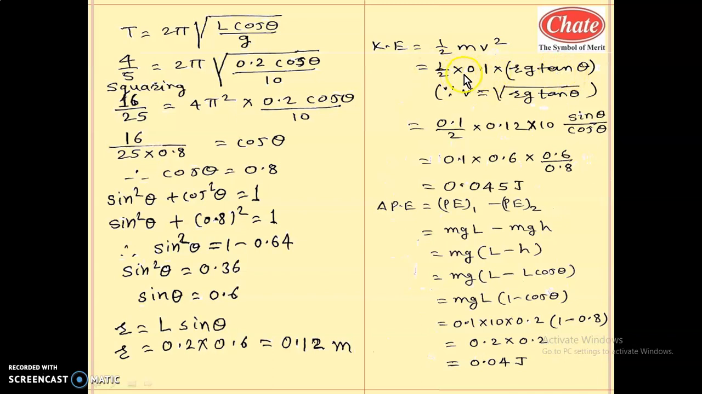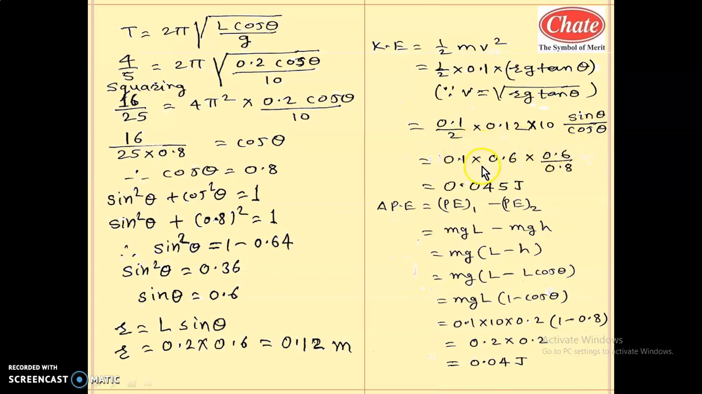So substituting the value here, this is 0.1 into 1 is 0.1 divided by 2. Here r value is 0.12, g value is 10, and what is tan theta? Tan theta is sin theta by cos theta. We have collected here the value of sin theta and cos theta, or from this, if you want, you can calculate the tan theta and substitute here. So it becomes dividing by 2 and multiply by 10. When you multiply 10 to this number, it will be 1.2. Divide by 2, it will be 0.6. So 0.1 into 0.6 into sin theta is 0.6, cos theta is 0.8.